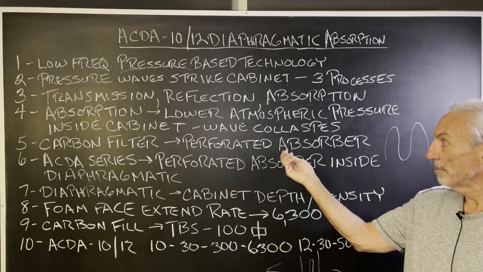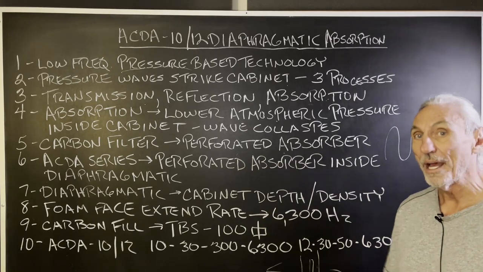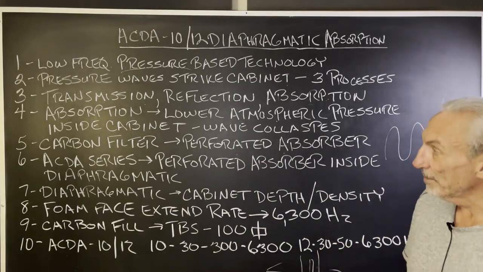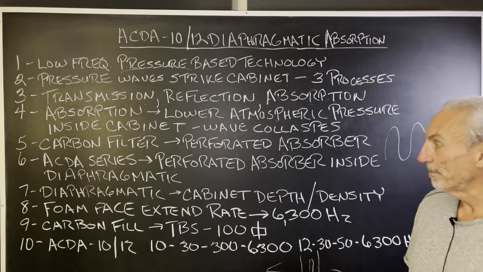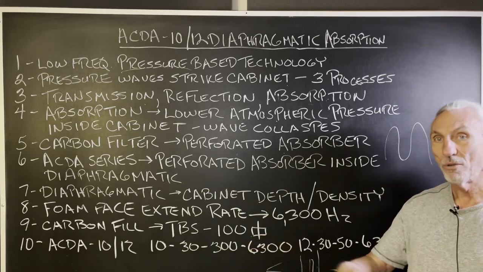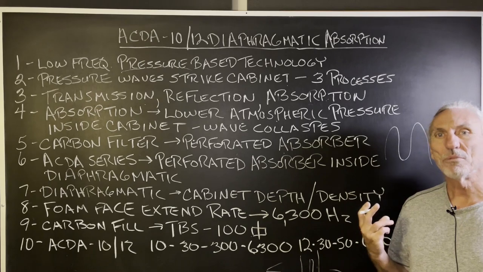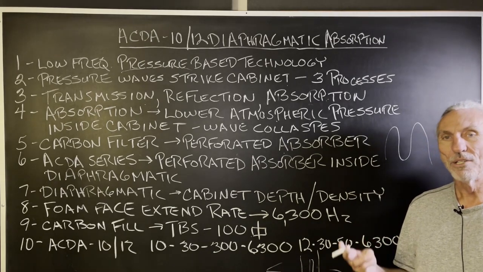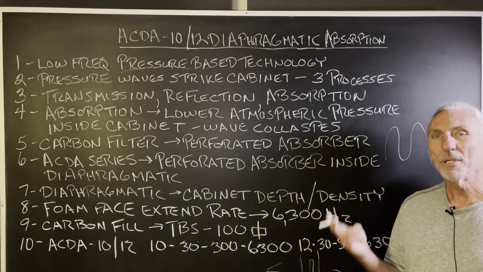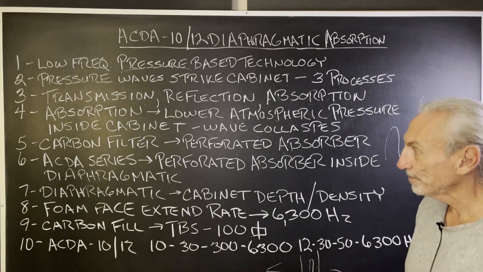And that's basically a perforated absorber with our activated carbon or charcoal technology inside the diaphragmatic absorber. And carbon is an amazing kind of process, because just a tablespoon of it, if you crush it out on a table, is like 100 square feet. It just has a tremendous amount of surface area. So when you have that kind of surface area that's conducive to absorption, you really get high rates and levels of absorption if you use it correctly.